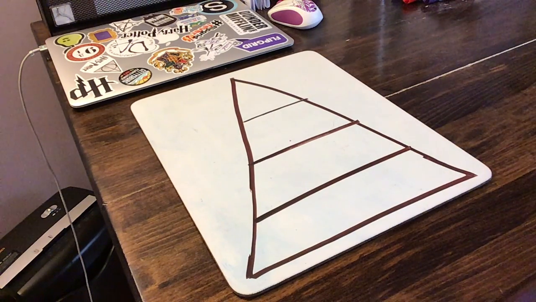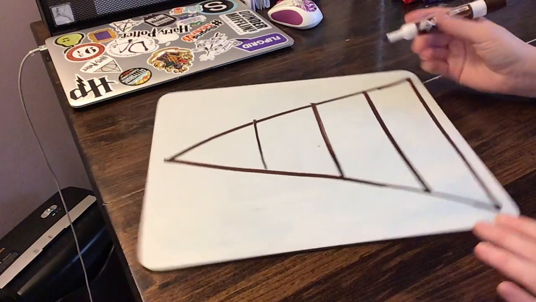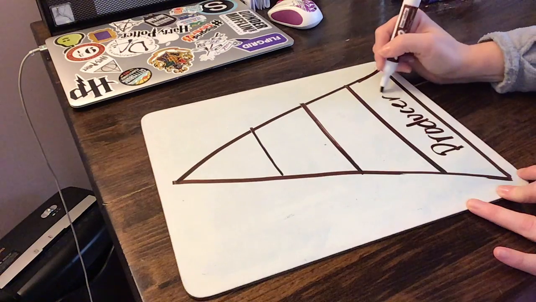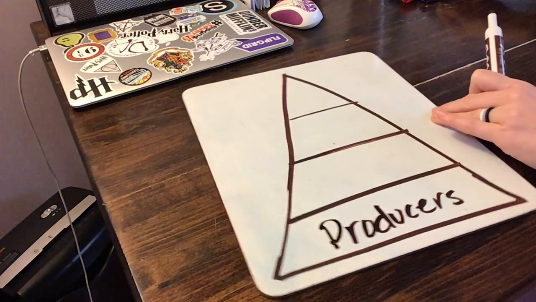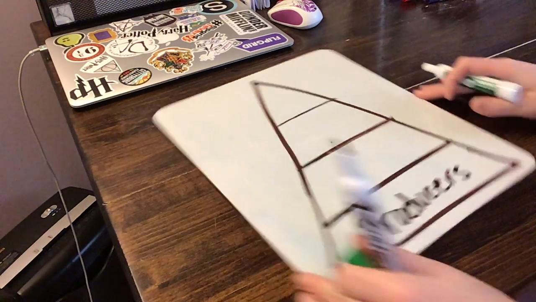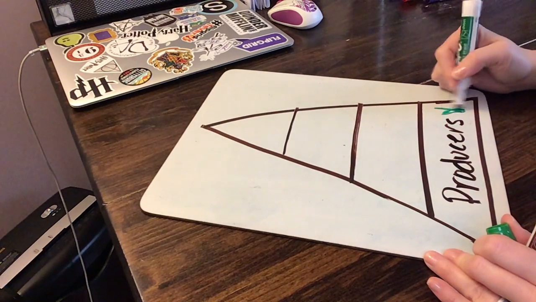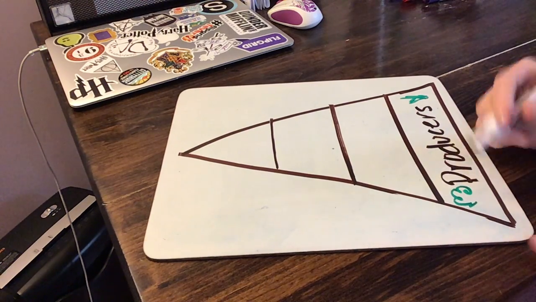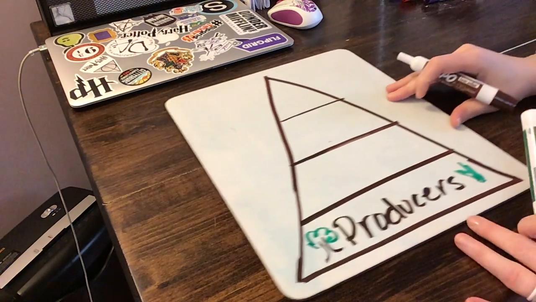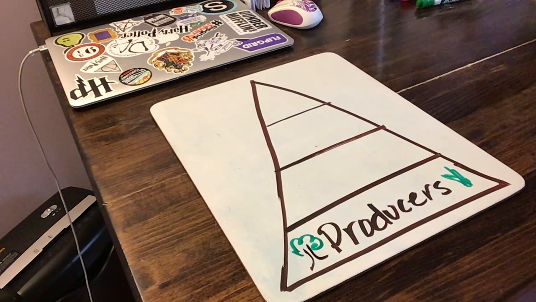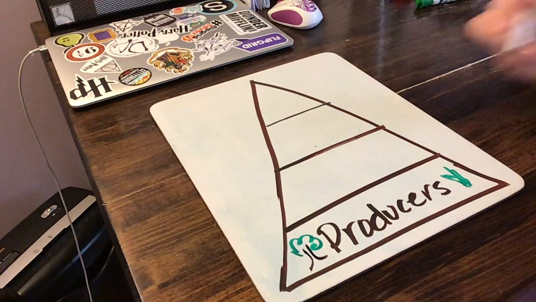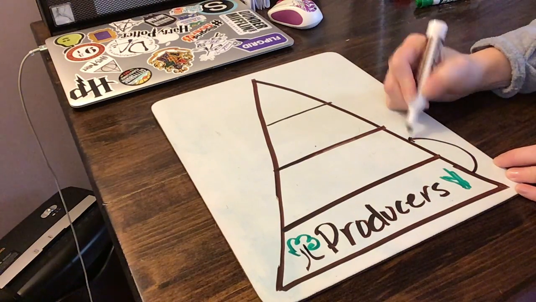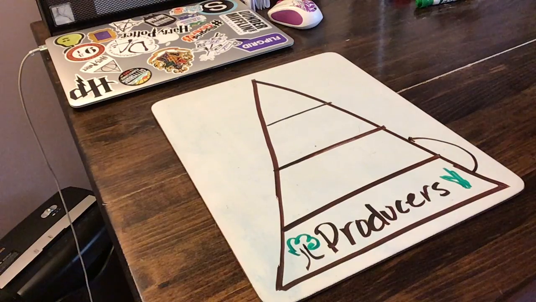Okay, down at the bottom, we're going to have all of our producers. So producers are going to be things like our plants, our grasses, trees, bushes, anything that can photosynthesize. So even some algae, those are going to go in that box. Okay? The energy from these producers is passed to the next level of this energy pyramid.